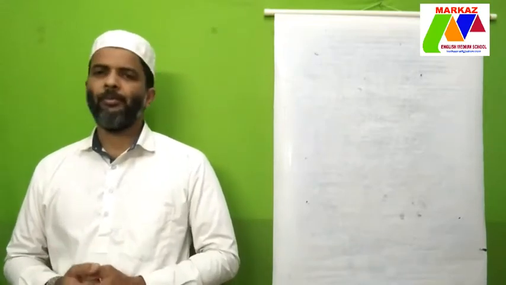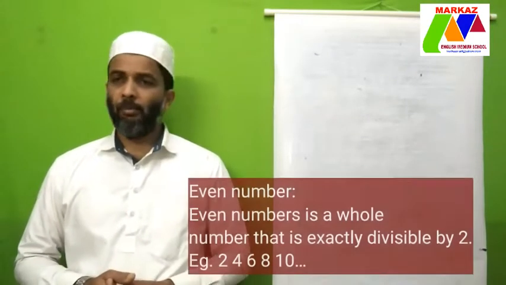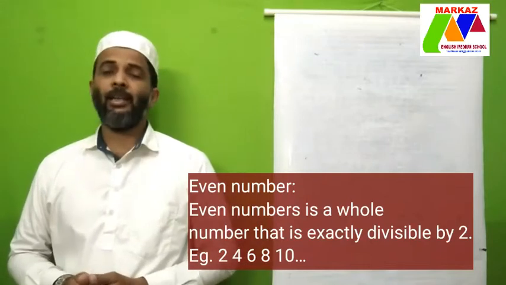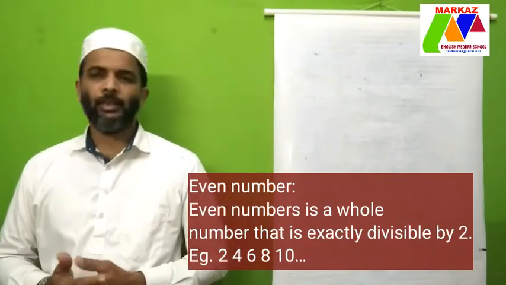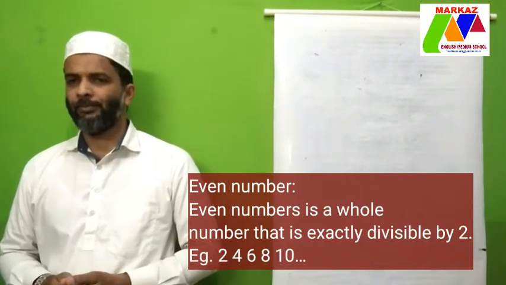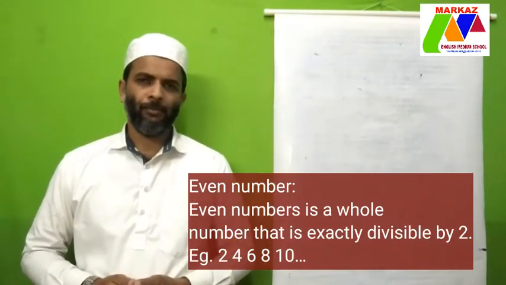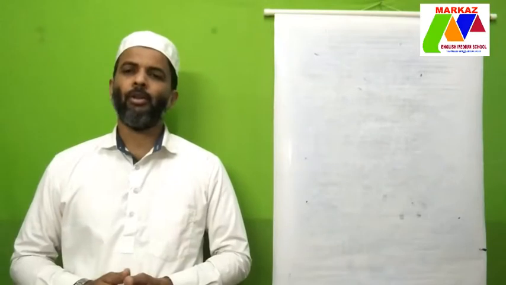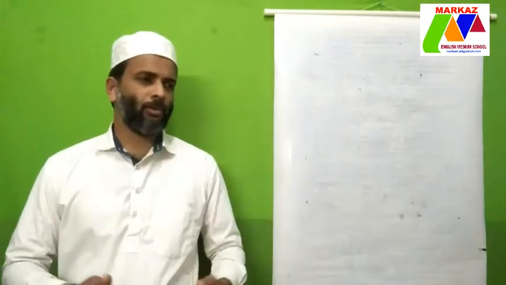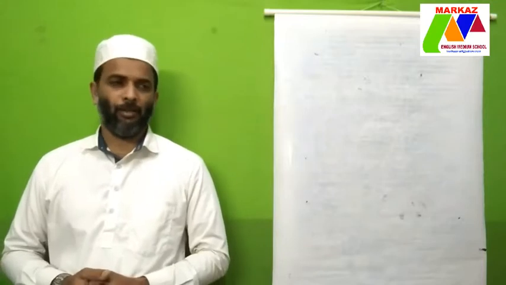What is an even number? An even number is a number that is exactly divisible by 2. For example, 2, 4, 6, 8 and 10, etc. Let us take the number 14. Is 14 an even number? Yes, because 14 is exactly divisible by 2. How many 2s are there in 14? 7 times. 7 into 2s are 14.